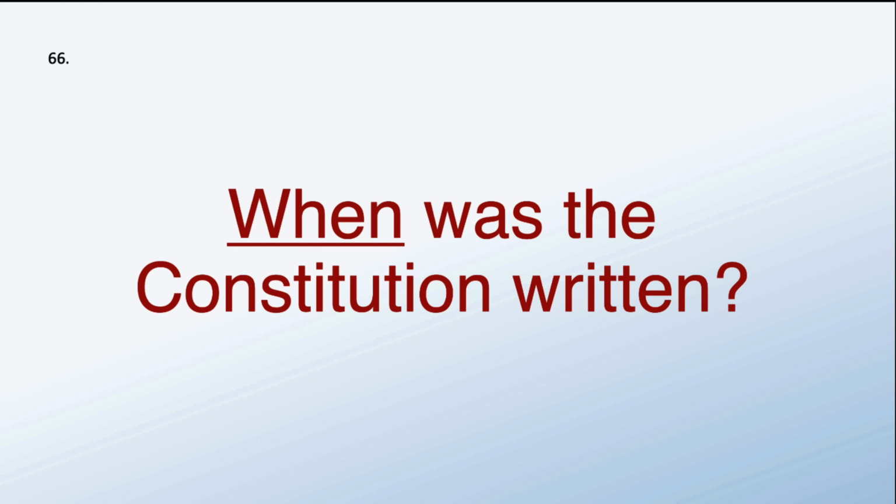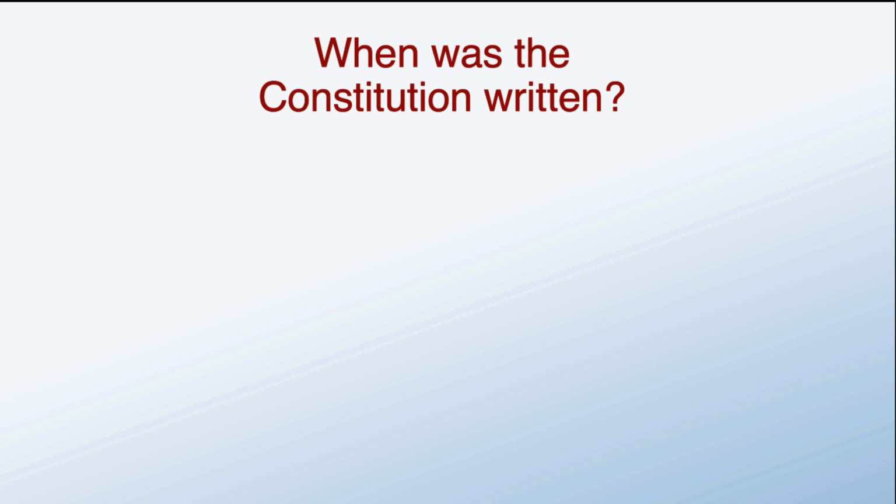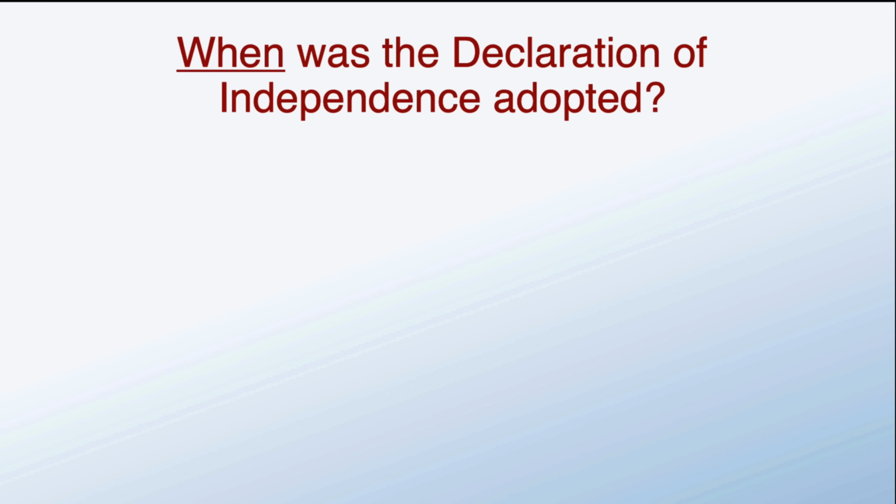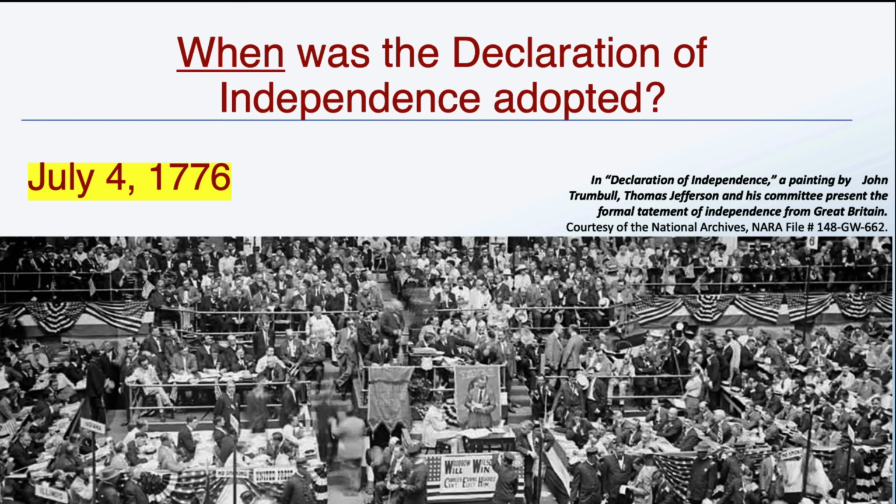When was the Constitution written? 1787. The Constitution was written in 1787. When was the Declaration of Independence adopted? That was July 4th, 1776. The Declaration of Independence was adopted on July 4th, 1776.